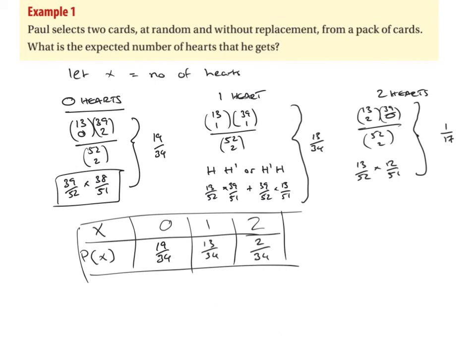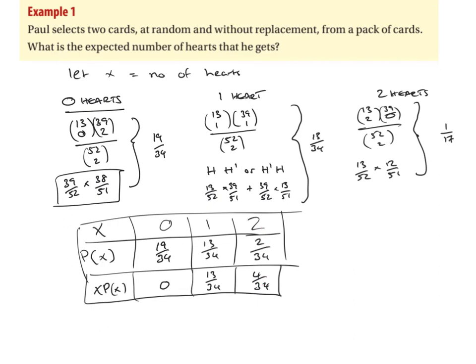Now, what a lot of people like to do here is just do x times p of x. So they create an extra row there and work out what's going on. Here, 0 times 19 over 34 is just 0. 1 times 13 over 34 is just 13 over 34. And then 2 times 2 over 34 is 4 over 34. Just to go through that again: 0 times this gives me this, 1 times this gives me this, and 2 times this gives me this.